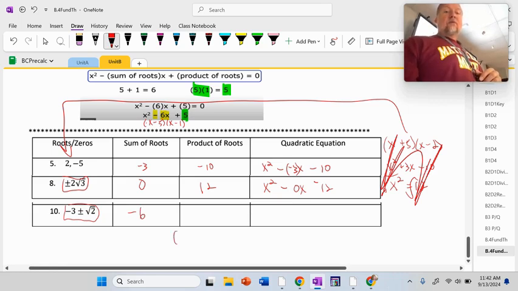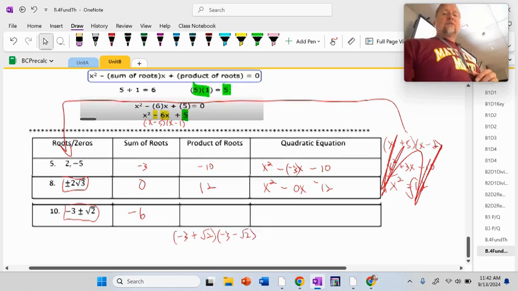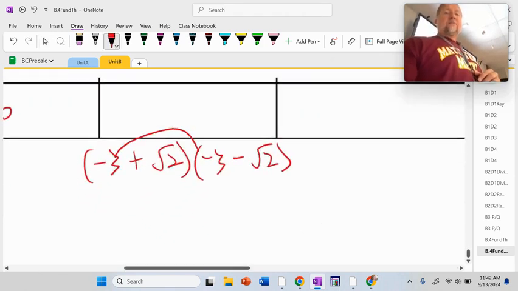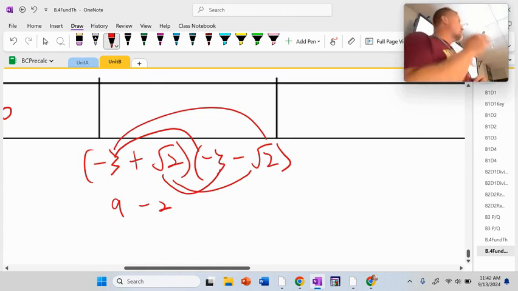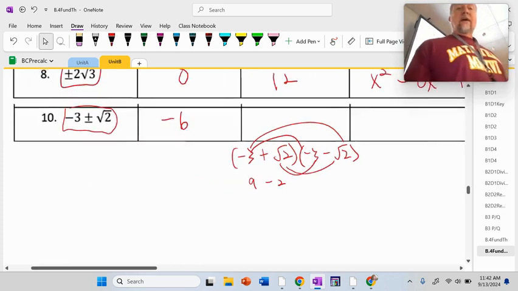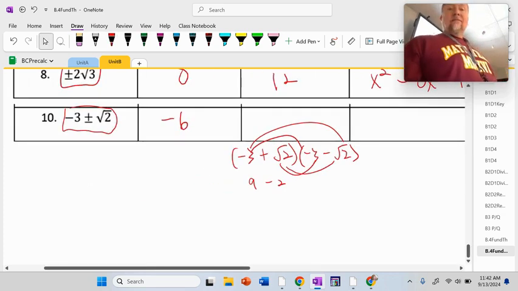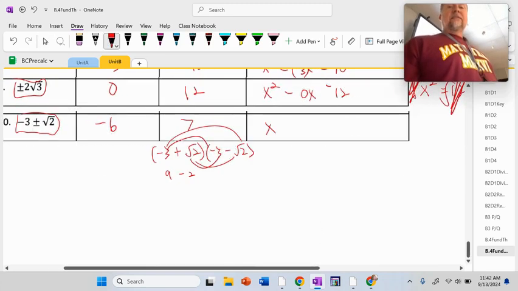And then what's the product of these two zeros? Well, you better be good foilers. But you should know when you multiply these two, and then I'll zoom in on this, that this becomes 9, this becomes minus 2, and what happens to these middle terms? They cancel. So it's just 9 minus 2. I just wanted to make sure that was correct. Which is what? 7.